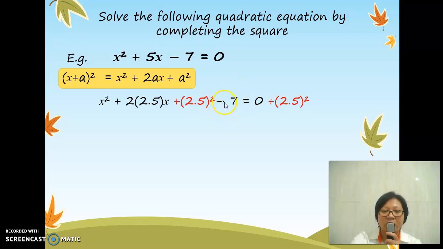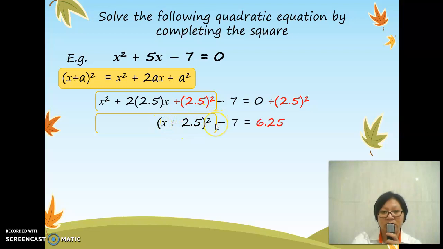behind. Now, using the balance method, if you put plus 2.5 squared on the left side, you need to put plus 2.5 squared on the right side of the equal sign too. So now, see this, we can replace these with the perfect square. So we can just write x plus 2.5 squared like this, and then minus 7 equals 2.5 squared. You can use your calculator to calculate that 2.5 squared is equal to 6.25.